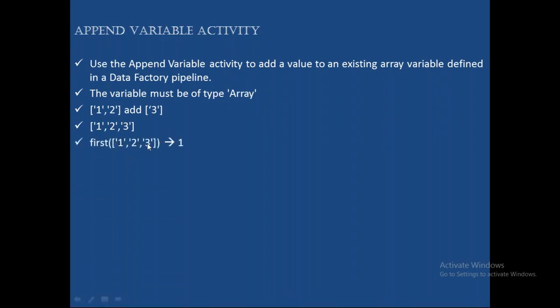You see, first of 1 comma 2 comma 3, what you are getting? You are getting 1. When I say last of this array 1 comma 2 comma 3, what is it giving? It is giving 3. You understood? This is how you will get 3. If it is the first, you will get 1. So this is how first and last will work.